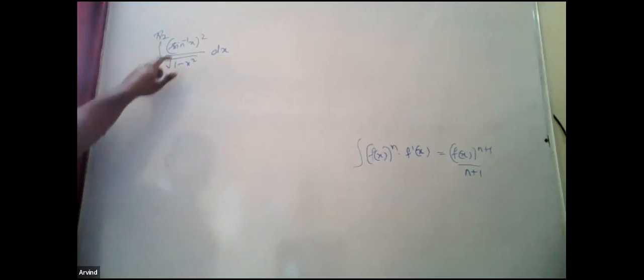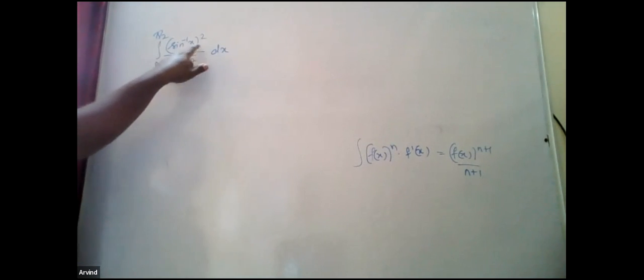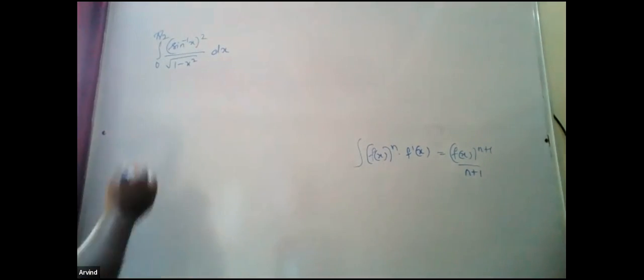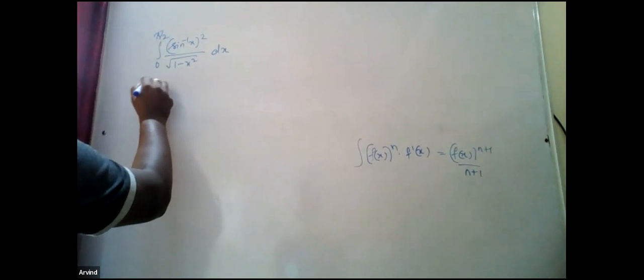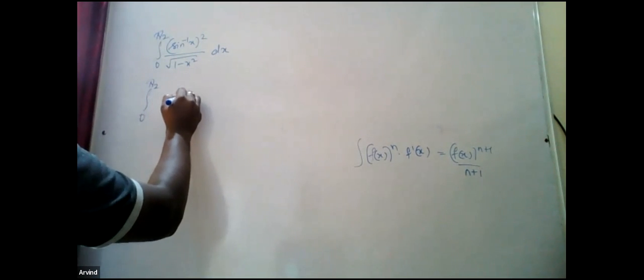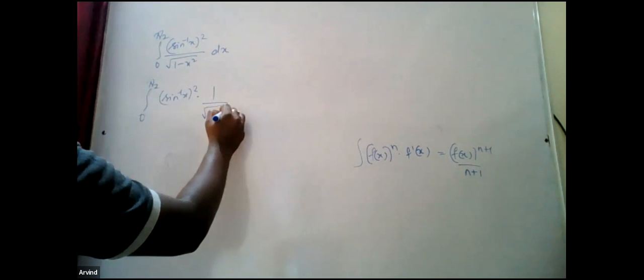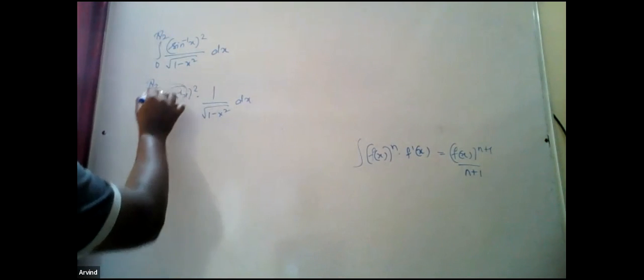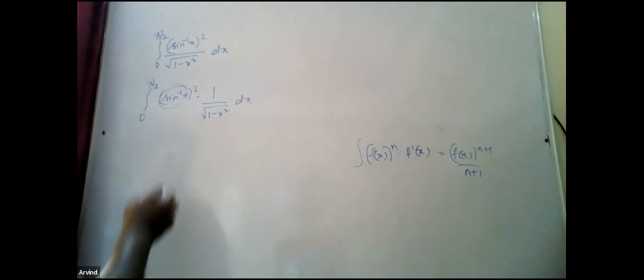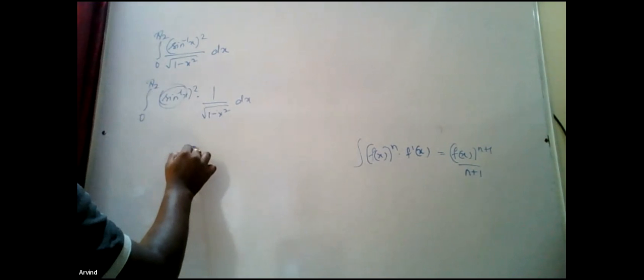Just observe. Sin inverse x is there. If you differentiate it, you get 1 by root of 1 minus x square. So actually it is like this: sin inverse x the whole square into 1 by root of 1 minus x square dx. So this is your f of x, and this is your f dash of x. Therefore, it can be written as f of x whole to the power of n plus 1.